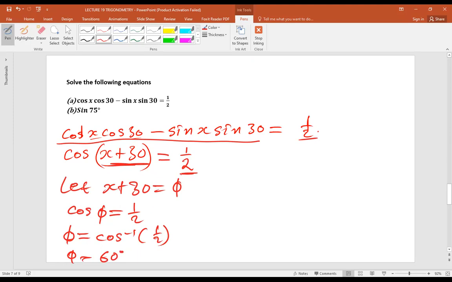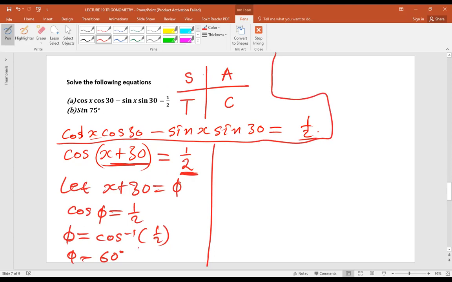So now we look at half. Is half negative or positive? If it's positive, then we take the quadrants where cos is positive. So the quadrants we have are these. We know that in the first quadrant, all trig ratios are positive. In the second quadrant, only sine. In the third quadrant, only tan. In the fourth quadrant, only cos is positive. So in the first quadrant, we know that cos is positive. Hence, this one is our reference angle.